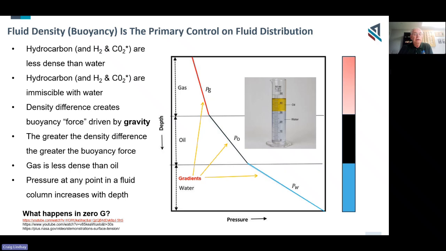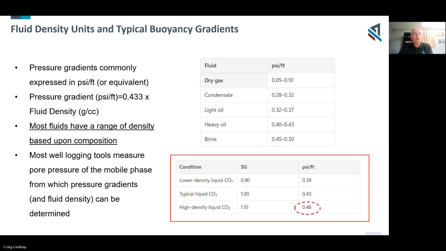Pressure at any point in a fluid column increases with depth. If you want to know more about what these effects look like in zero gravity, check out the links I put in below. Really interesting stuff, experiments on the International Space Station. I've put together some illustrations of fluid density units and typical buoyancy gradients, and there are different ways of looking at this. We usually look at fluid density in grams per cc, but other places use other units.